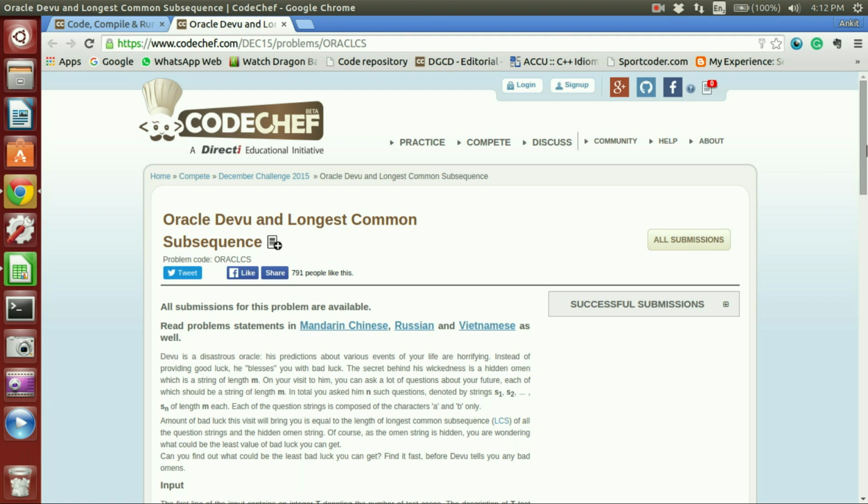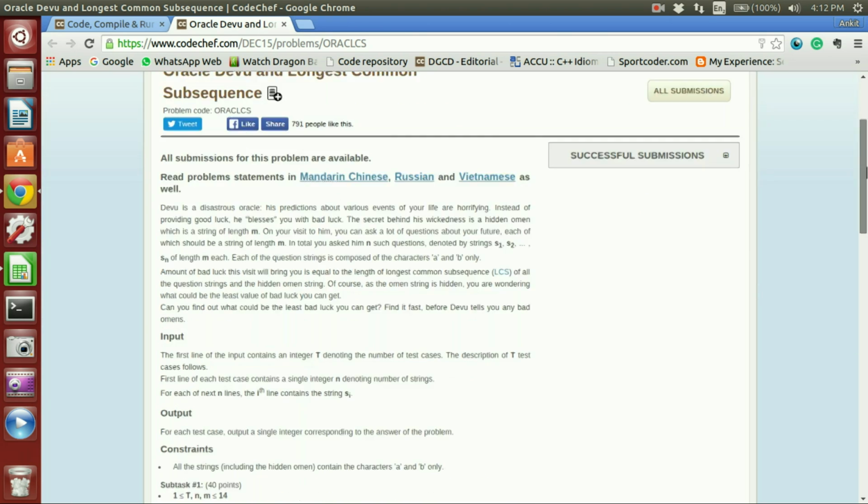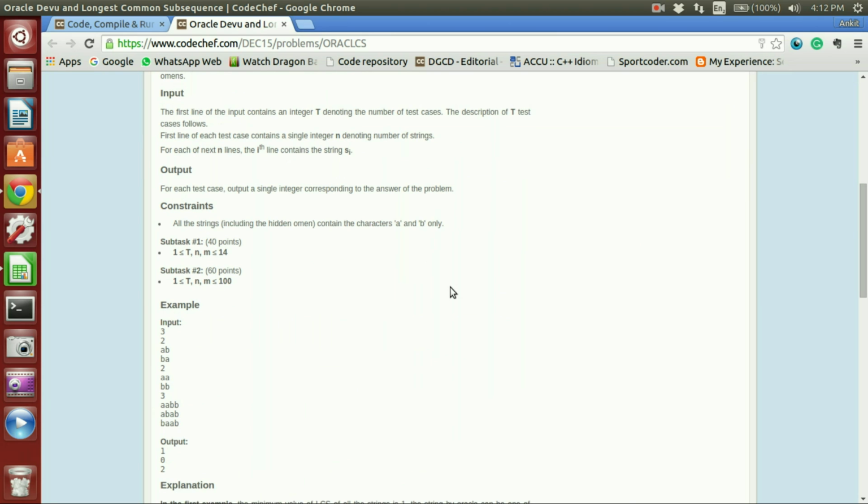Hello everyone. Today we will be explaining the second problem of December 2015 long challenge. In this problem, we were given certain strings, that is the input strings, and we were supposed to calculate the minimum LCS of all the strings with one of the hidden strings. That string would be having the same length as that of the input strings.